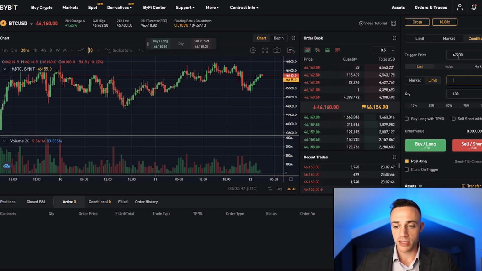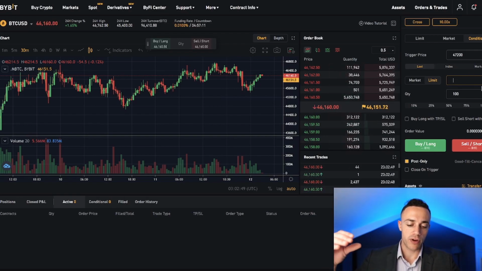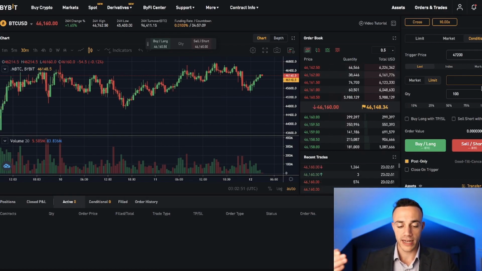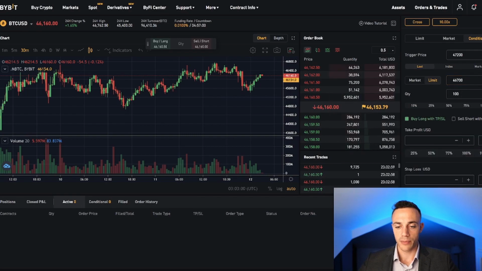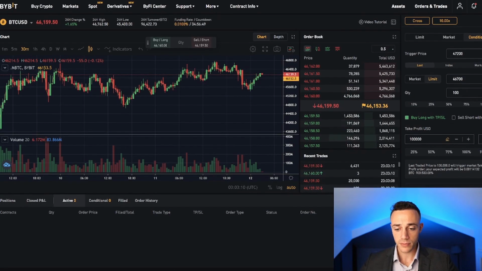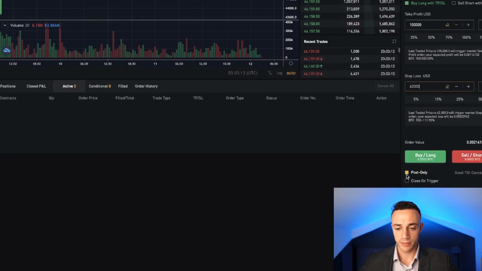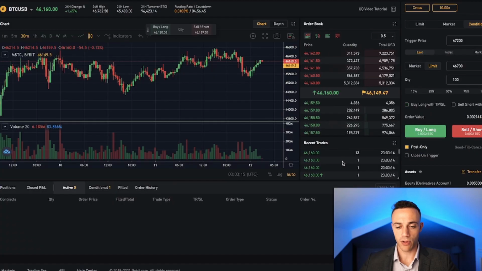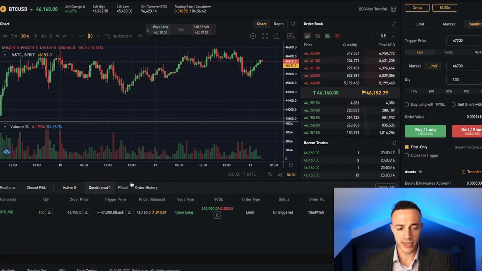So your trigger price is 47,200. When price drops down to the breakout level to retest the breakout, say at 46,700, you're going to want to go long with $100 worth of Bitcoin. And you'll set a profit target of $100,000 because you're going to ride this one all the way out, with a stop loss at 42,000, for example, not financial advice by any means. And then you'll make sure post only is checked, and you'll hit buy long. So now you have a conditional order.